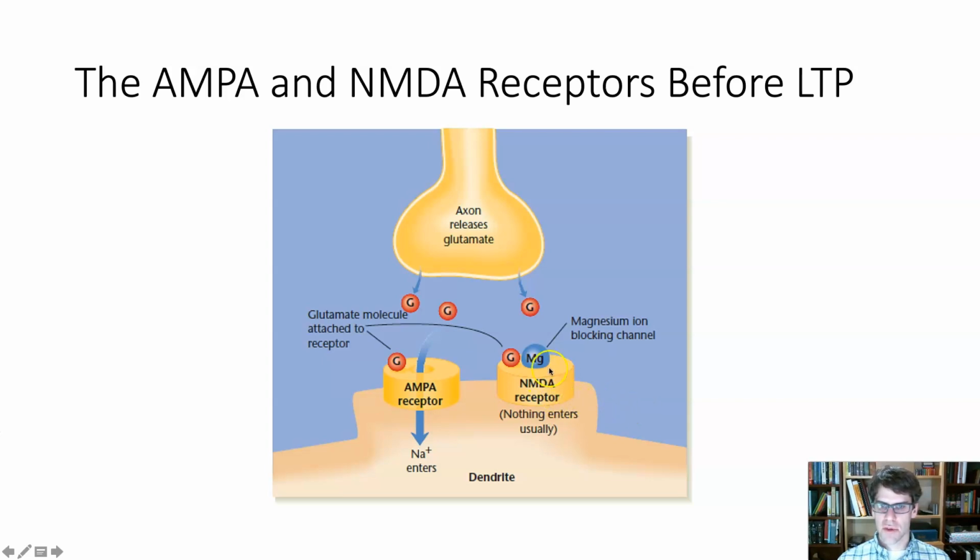Usually, the NMDA receptor doesn't do much of anything because it's got this magnesium molecule that's blocking it right here. The AMPA receptor does the majority of what's happening there. Now, the AMPA receptor usually only allows a small amount of sodium in, whereas the NMDA receptor, if you could activate it, allows more sodium in and also can allow calcium in. So that is going to have a much bigger effect on the change in voltage of the other cell. It's going to really create a big rise.